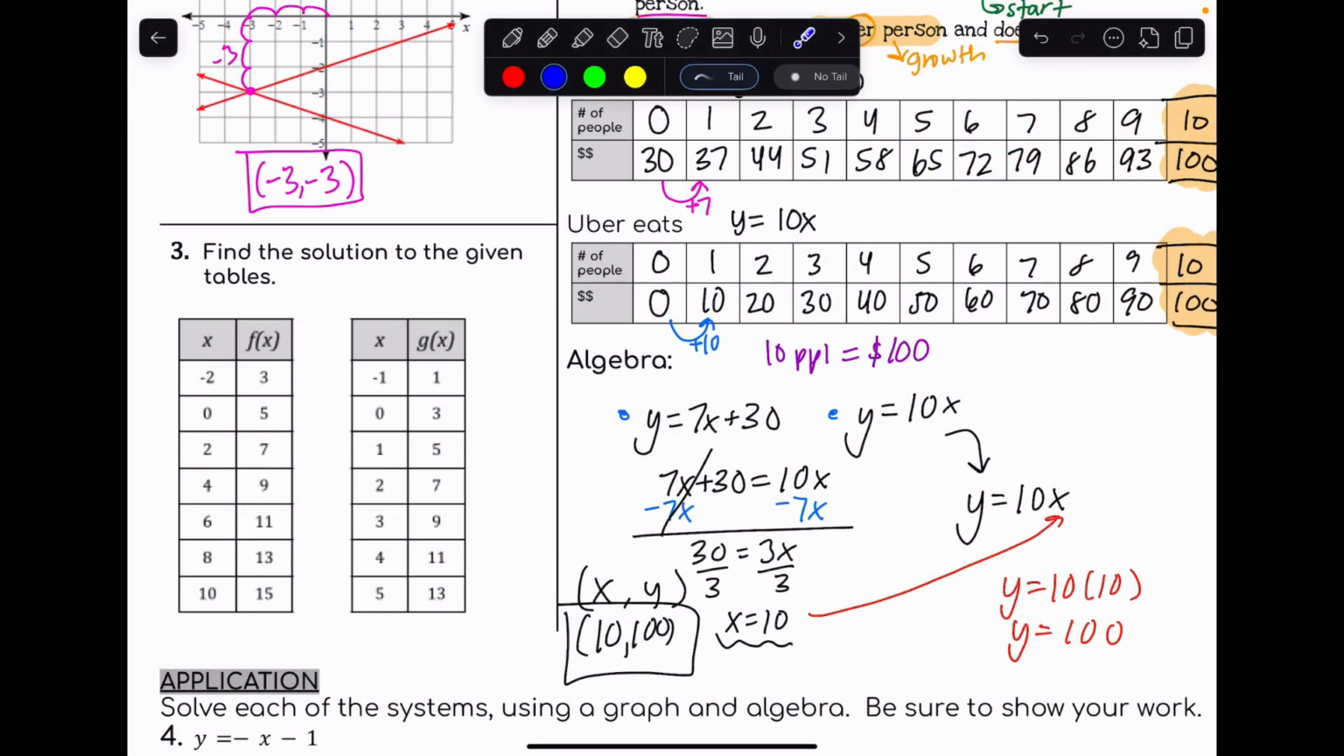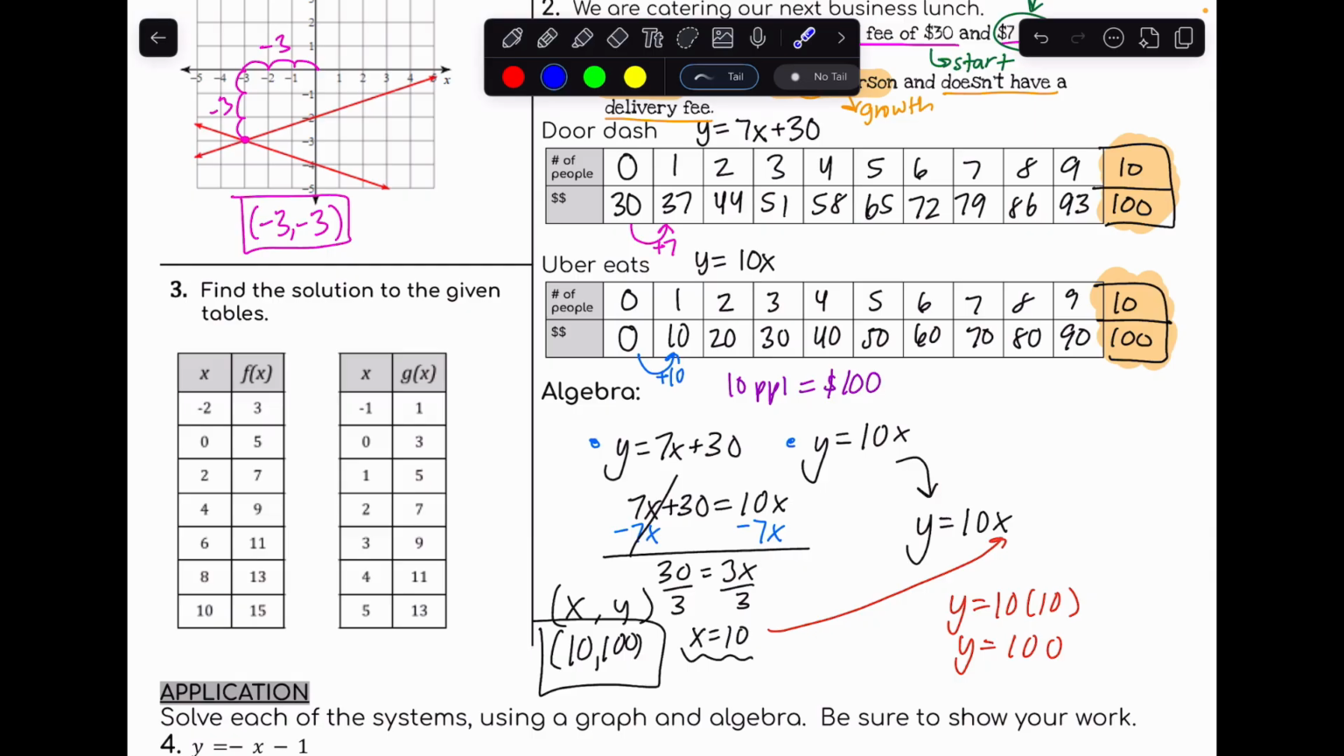Number 3, find the solution to the given table. Just like we did in our second equation with the word problem, we created a table and looked for that point of intersection. So does my x match with my second x? Yes. And does my y value match with my first y value from my first table? Okay, so it's the same thing we're going to do for number 3.